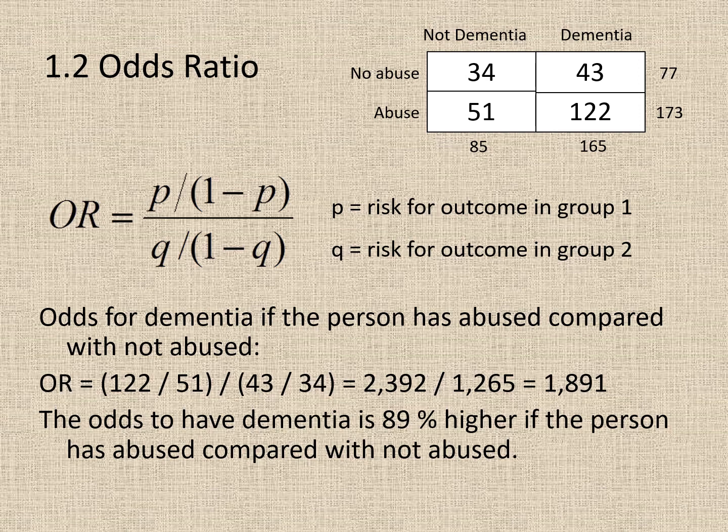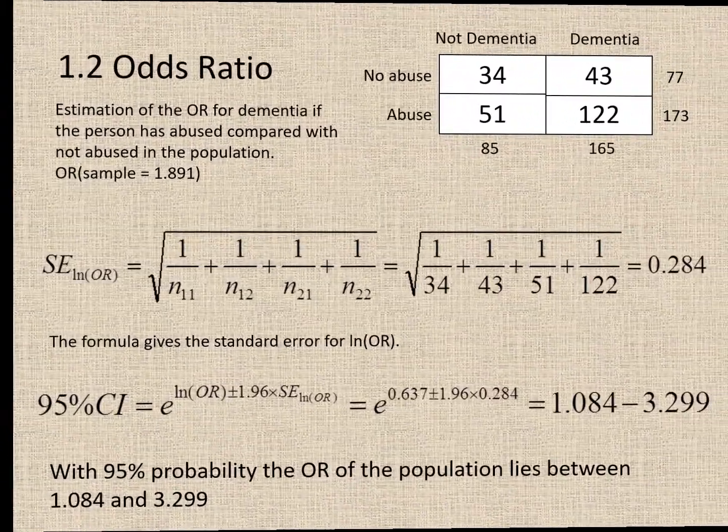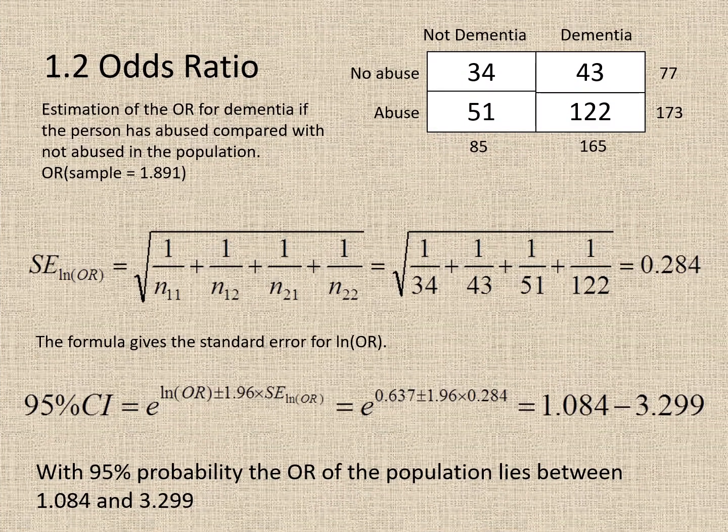Of course, we again don't want to just say what the odds ratio is in our sample. We want to calculate what it might be in the population. So we want to calculate the standard error for the odds ratio. But then again, this formula doesn't give the standard error of the odds ratio. It gives the standard error of the natural logarithm of the odds ratio. Okay, in this case 0.284.